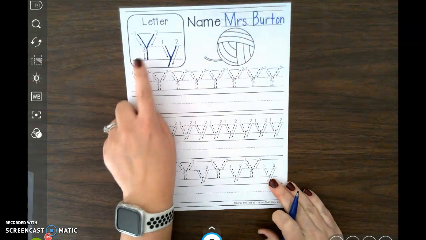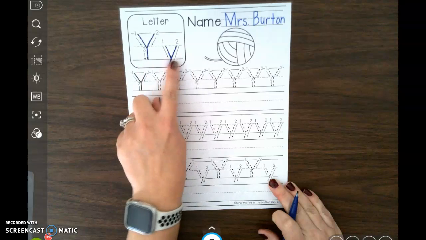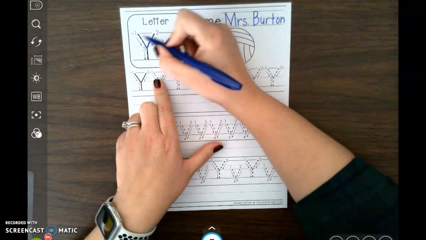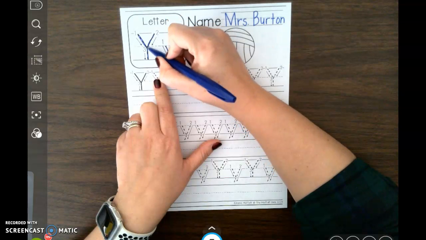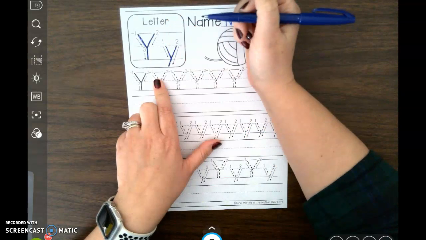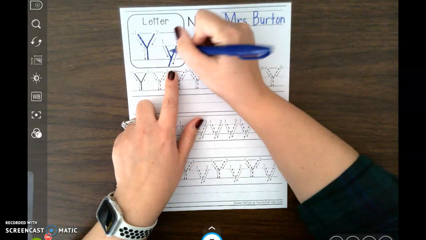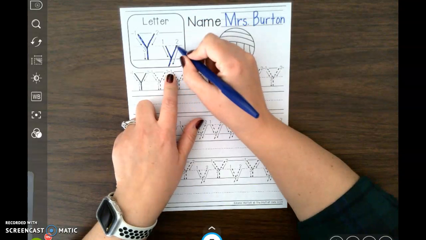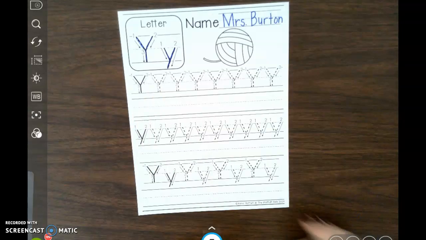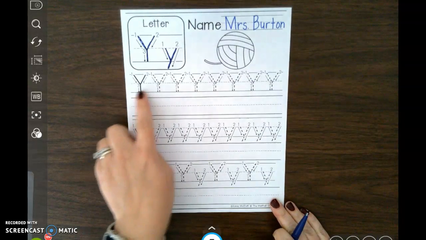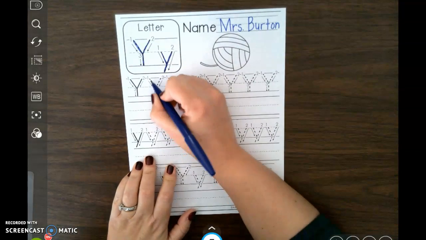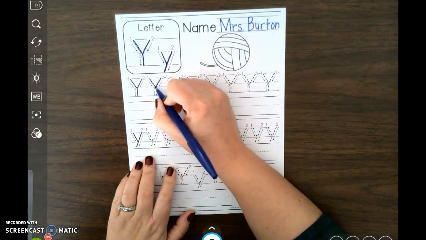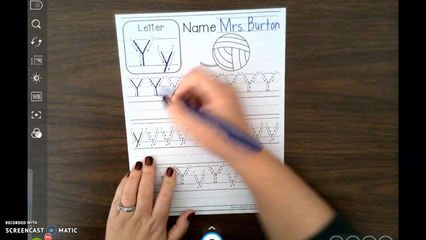All right, I want you to pick your pencil up, and let's do these two big letters at the top together. For uppercase Y, we're going to little slant to the middle, slant to make a V, line to the bottom. For lowercase y, we're going to slant down, down, and make it dangle. All right, let's practice this row of uppercase y's together. Get your pencil ready. We're going to slant to the middle, slant to make a V, line to the bottom.